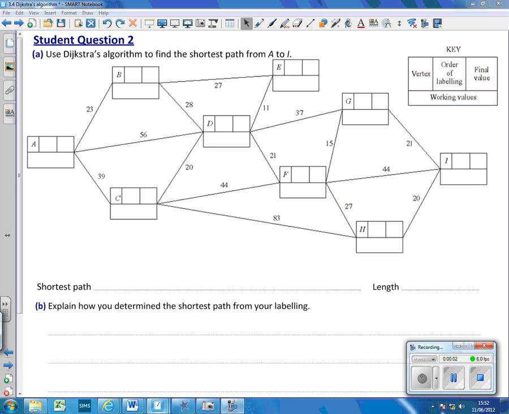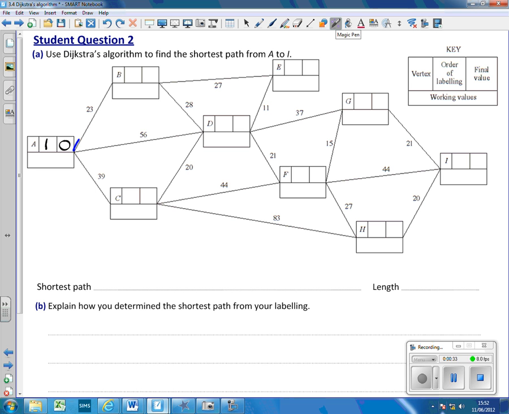In this example, we're going to use Dijkstra's algorithm to find the shortest path from vertex A to vertex I. Now, to begin our journey, we have to begin at A. We can get there in 0 because that's where we're starting. So that's the first vertex to be added. Now that that's in our solution, you need to consider all the vertices that we can now connect to.